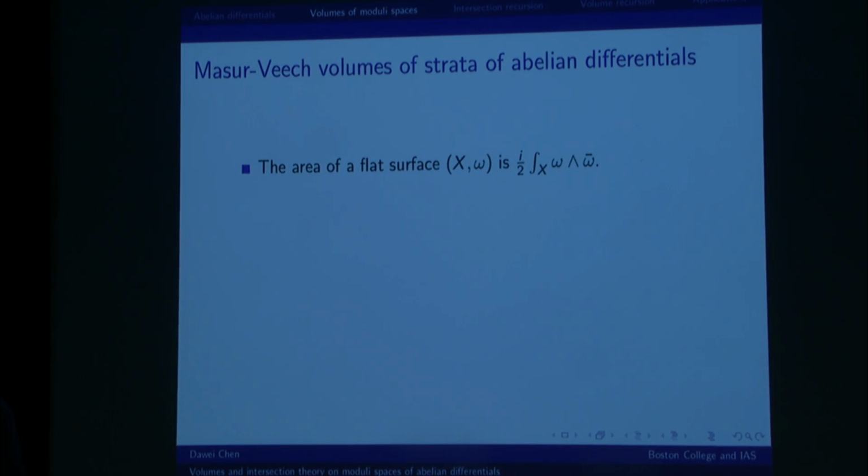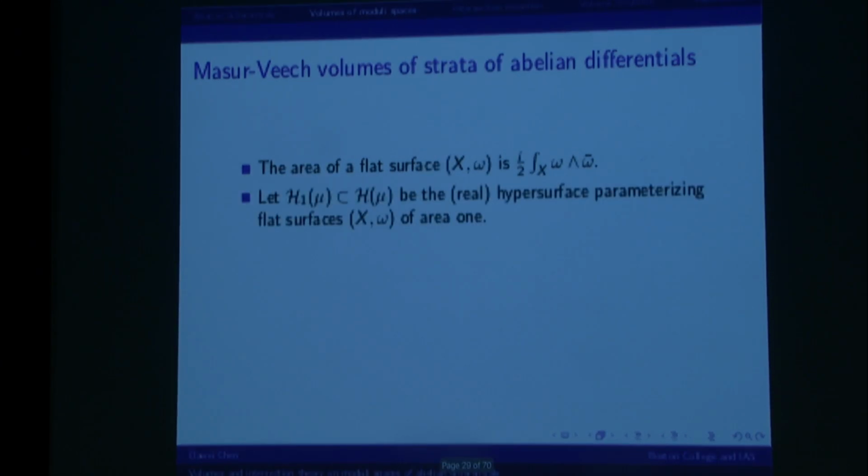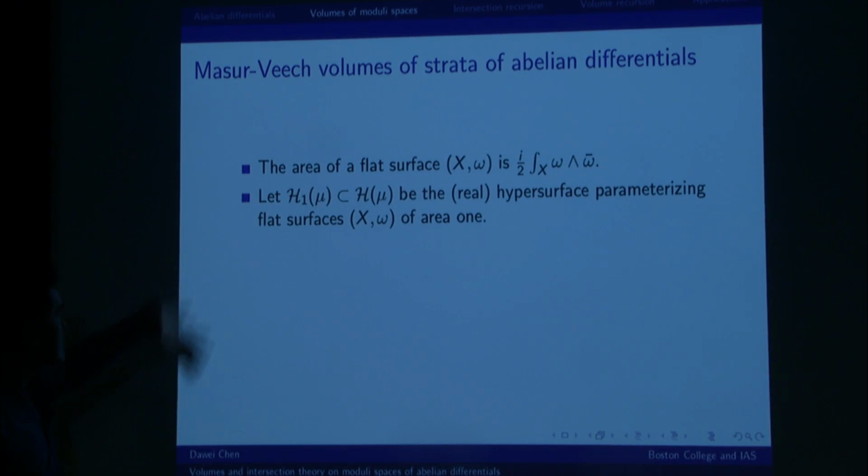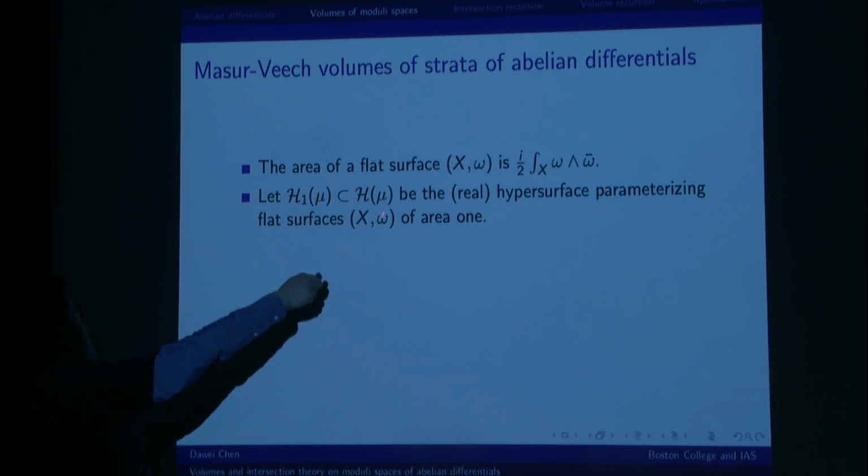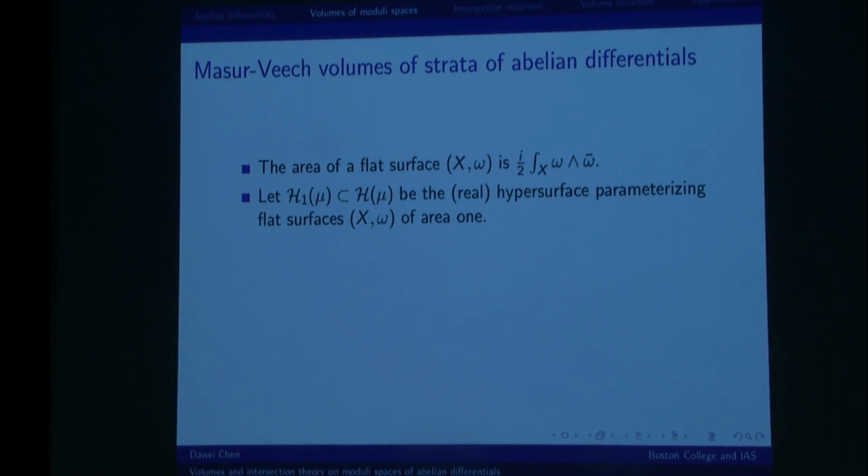Nevertheless, if I pass to a hypersurface, like a sphere in R3, then I have a much better chance to have a finite volume. Right? So here we do the same thing. How do you pass from, say, a vector space to a hypersurface? I could just take a real codimension 1 hypersurface by requiring those surfaces to be of area 1. In other words, I consider H lower 1 mu to be H mu mod R plus. Then I can pass from this vector space picture to a real codimension 1 hypersurface, just by normalizing the areas of flat surfaces to be area 1.